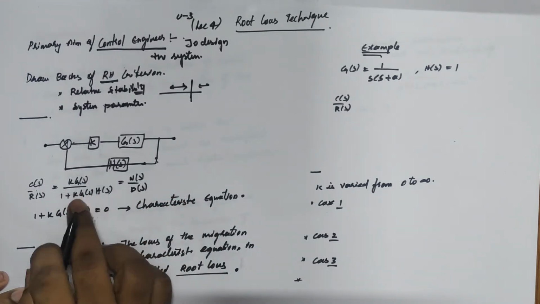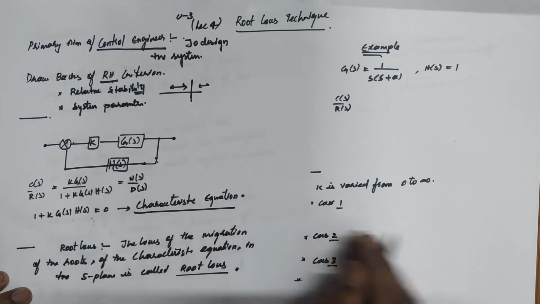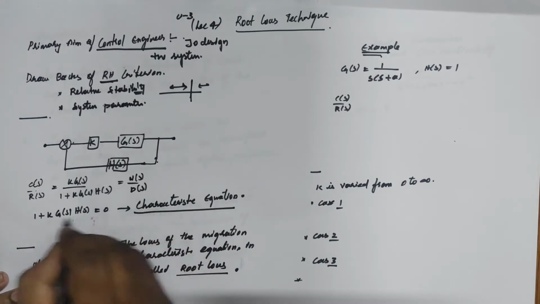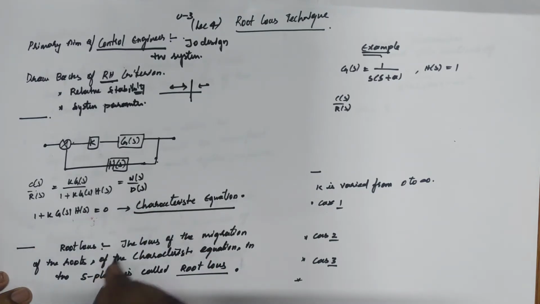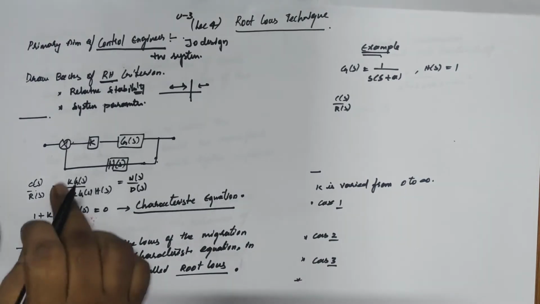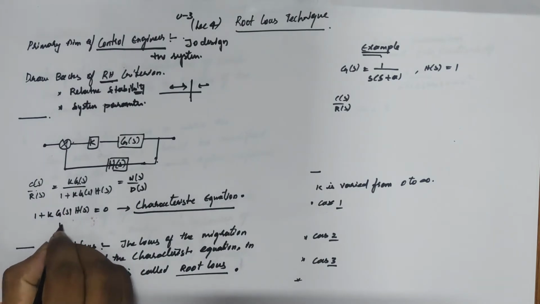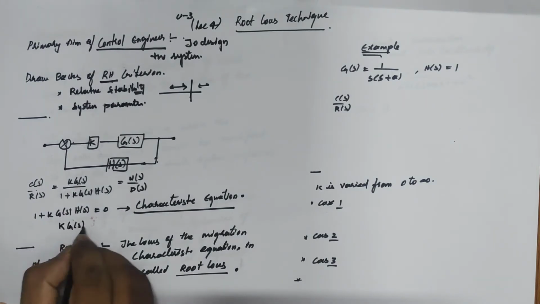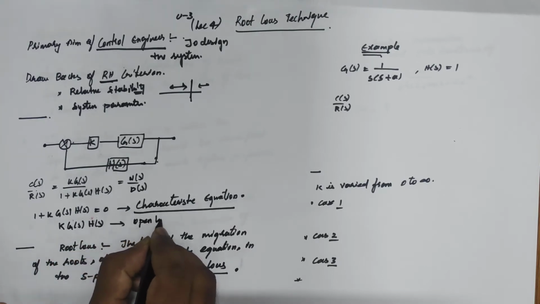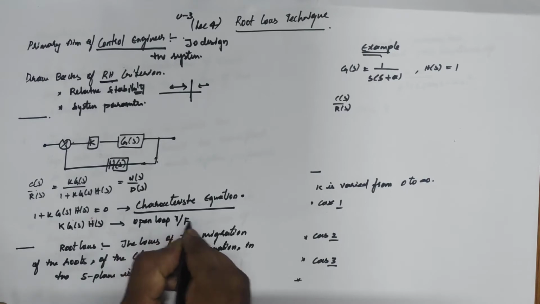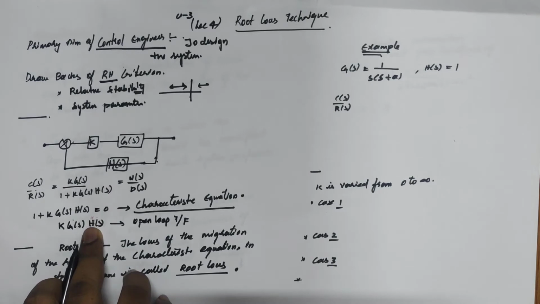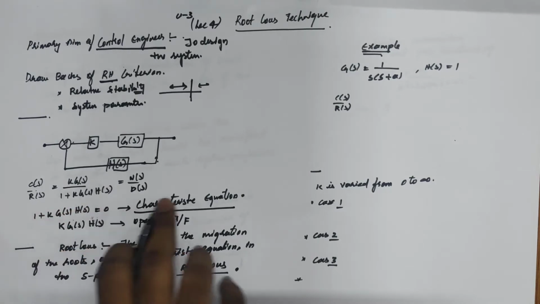If we equate the denominator equal to 0, we'll get the characteristic equation. So we deal majorly with this characteristic equation. We'll take this characteristic equation as a main tool, and one more thing is the open loop transfer function. This is a closed loop transfer function, and we'll deal with the open loop transfer function, which means K G of s H of s is the open loop transfer function. In the Root-Locus, we take these as the main tools: the open loop transfer function and the characteristic equation.